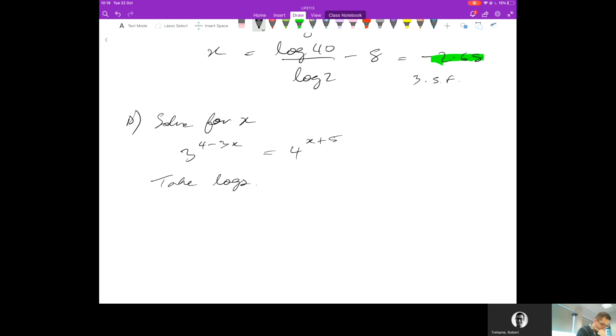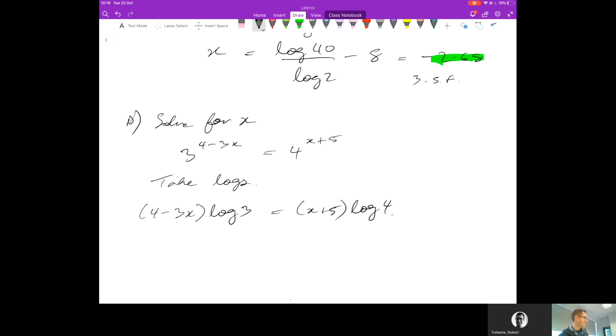Right, so I've got essentially (4 minus 3x) log 3 is equal to (x plus 5) log 4. So I've jumped ahead a step, right? But this is the same thing. Okay. Now I'm cheating. I'm going to turn my page over because I'm cheating. I've already done them, right?